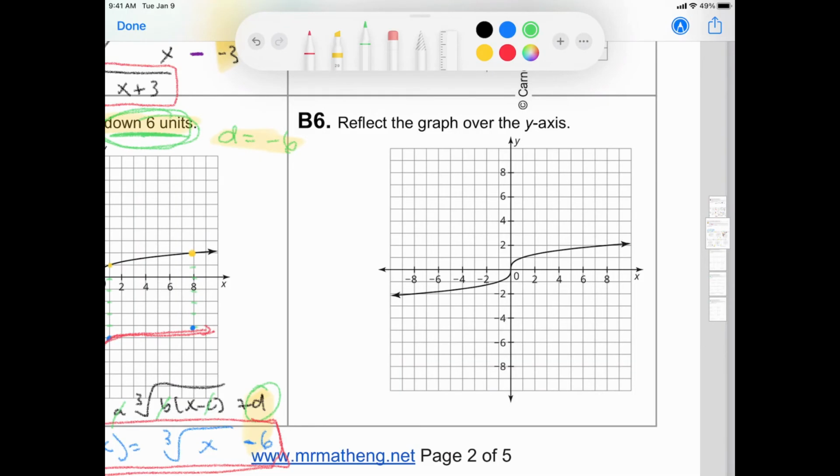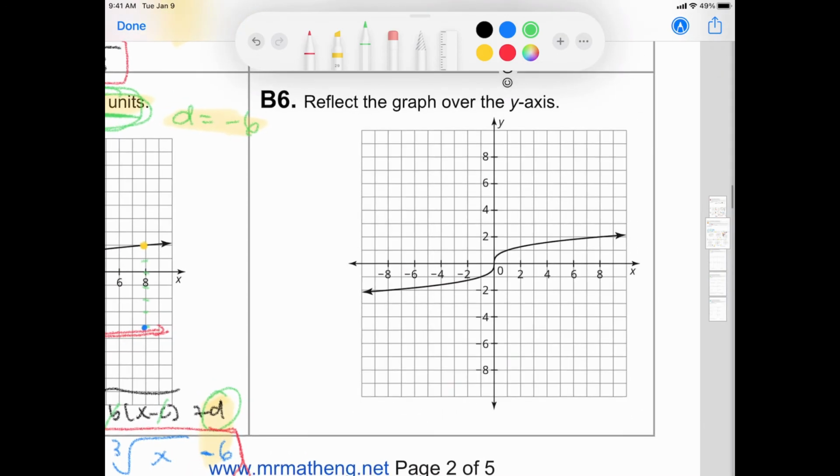All right, B6, we need to reflect the graph over the y-axis. Let's go ahead and do that. We can do that graphically first. So I'm just going to graph the reference points of a cube root. Negative 8, negative 2. Negative 1, negative 1, 0, 0, 1, 1, and 8, 2. There is the parent in green.